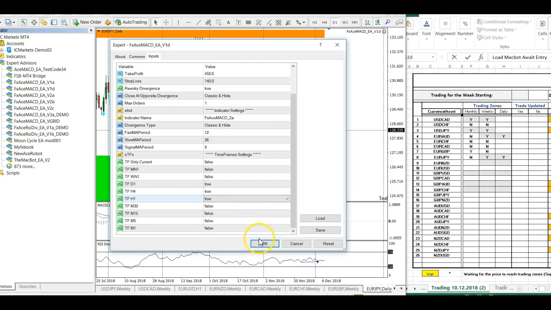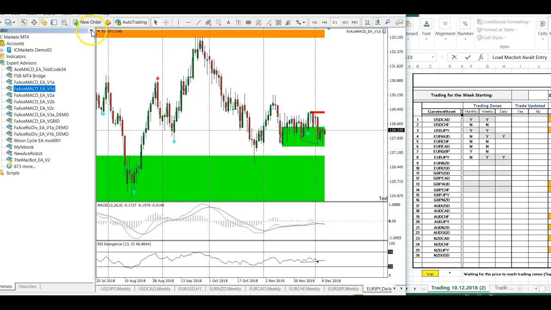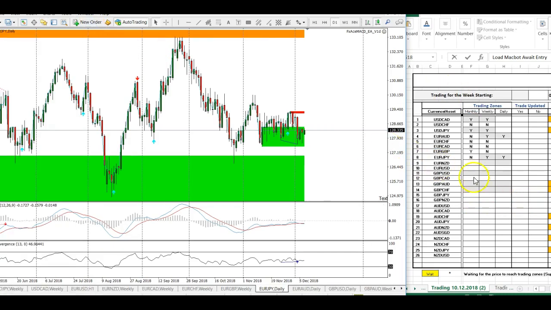It's three signal time from putting the signal on. Yes. Okay, so that's good. Next, we can move on to the next asset, which is the Euro Kiwi.